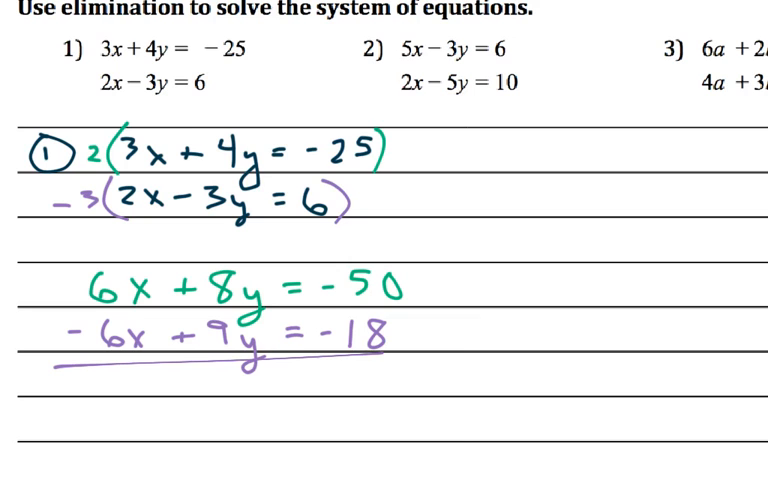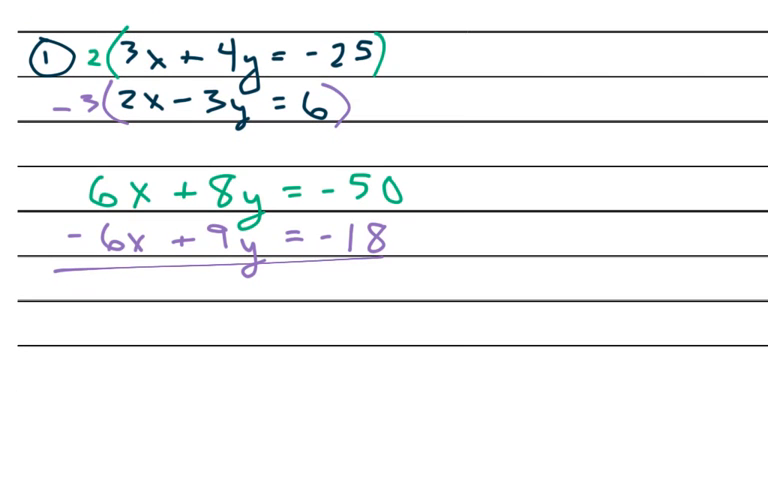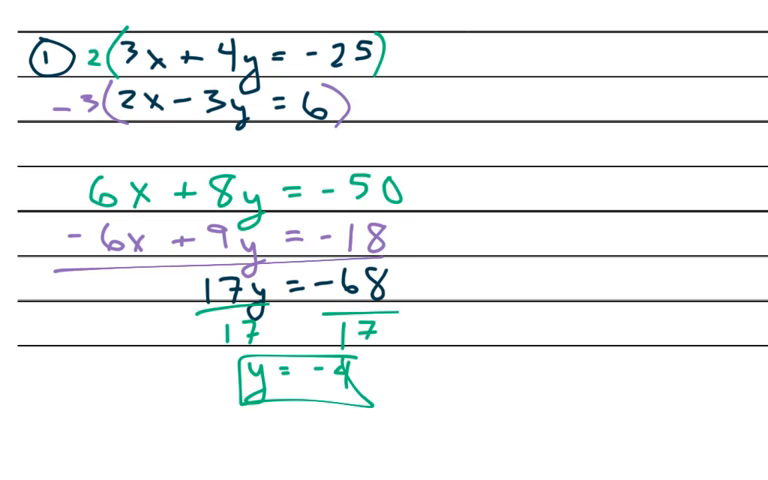And when I go and add these two together, I'll end up with 17y equals negative 68. Now you probably don't have a warm fuzzy feeling yet because these are kind of ugly numbers. But if you end up typing this in your calculator, or if you can recognize that that's negative 4, then you feel a little bit better about it.